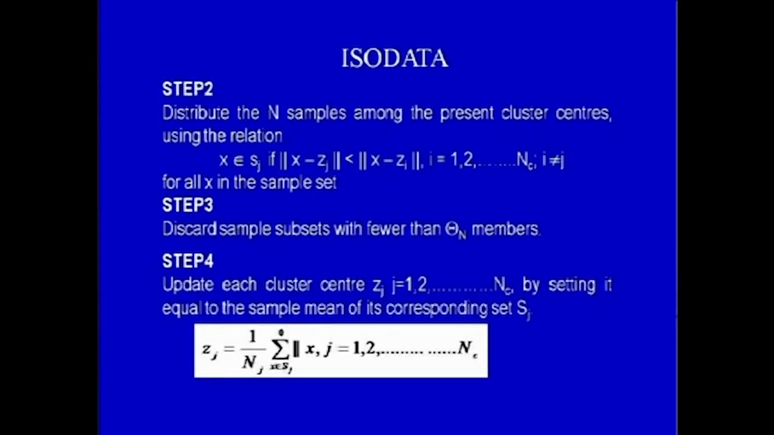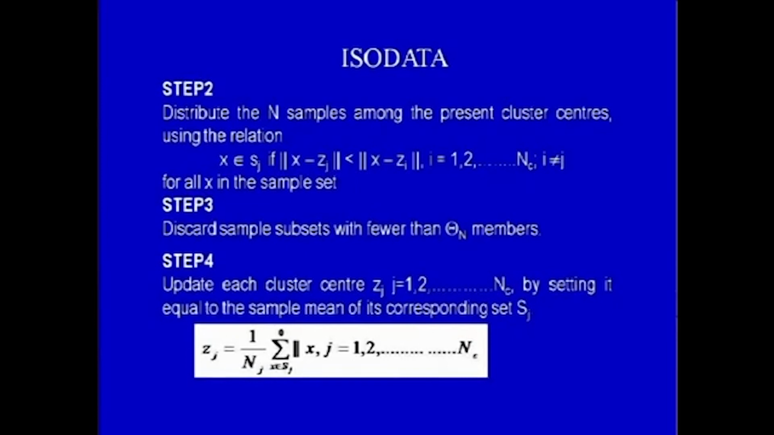The next step is to check for those clusters whose membership is below the given threshold value of theta n. That is, we are checking the membership. A minimum membership is required for a cluster to be valid or to be existing. So, in step 3, we discard sample subsets with fewer than theta n members. Step 4, we now update the cluster centers by setting them equal to the sample means of the corresponding set S j.